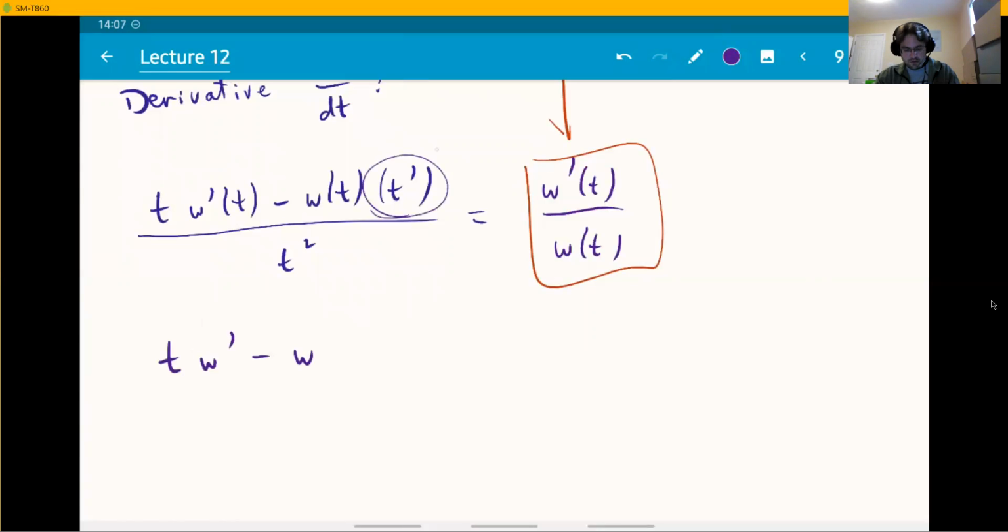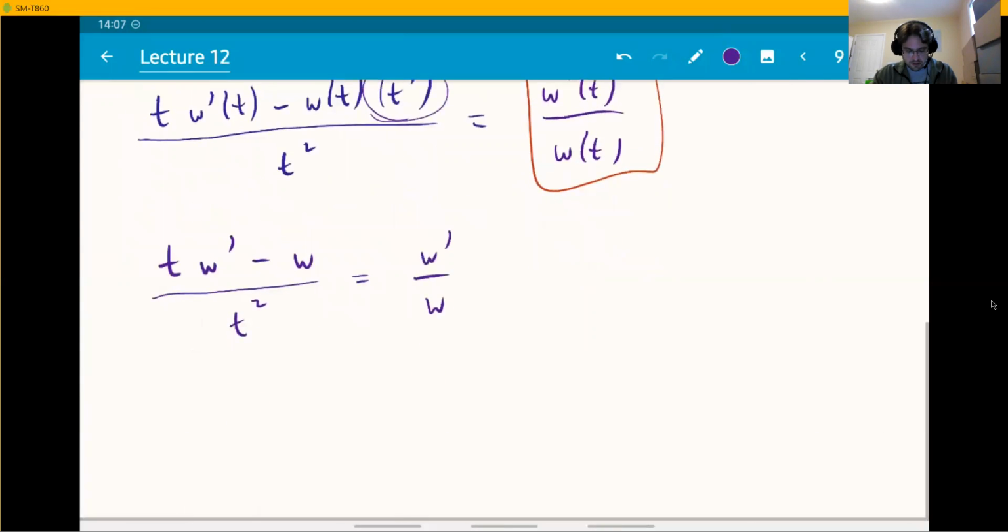This t prime here is equal to 1, by the way. So you really had this simpler thing on the left side, t w prime minus w over t squared, and on the right it is w prime over w. Okay, this is an implicit equation for w prime. This could be your answer, but I would not encourage you to leave it like this.